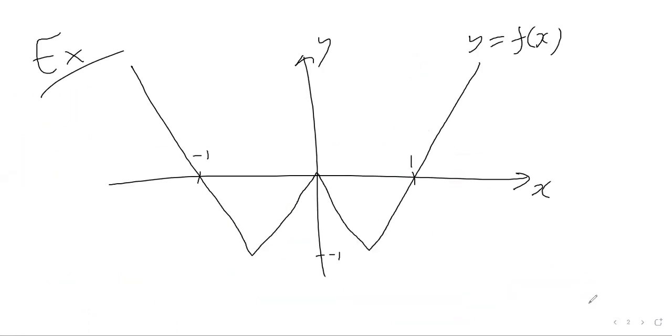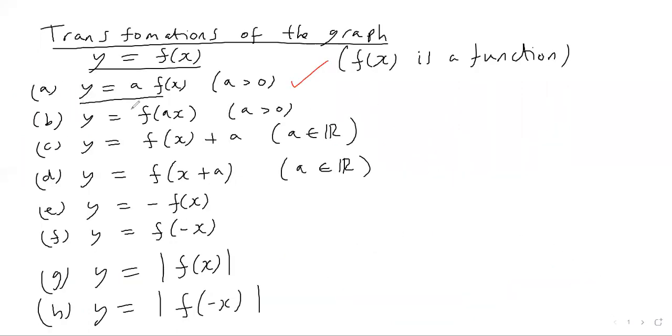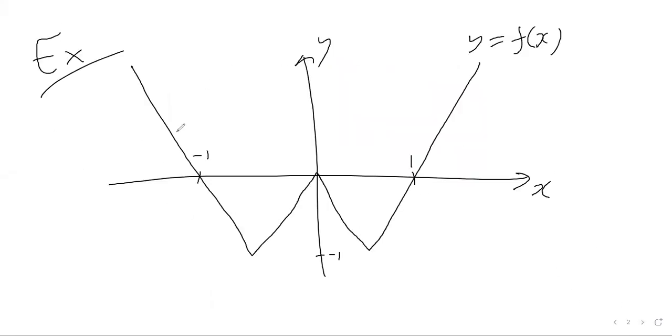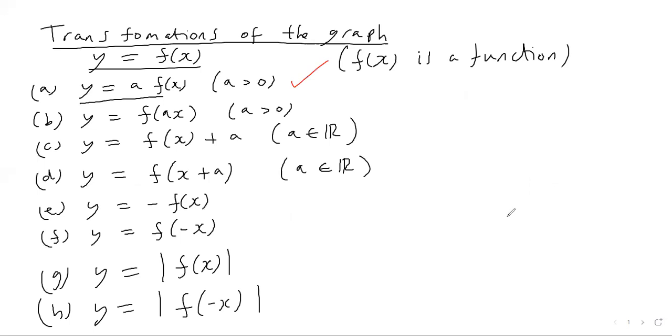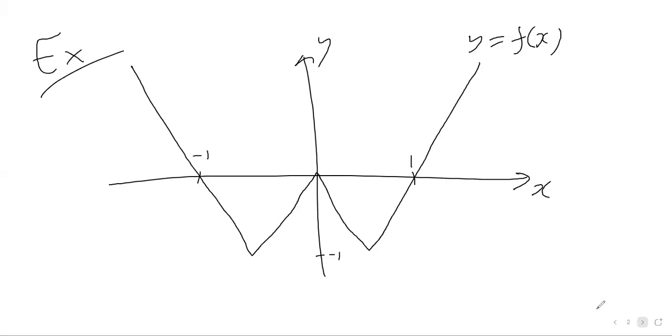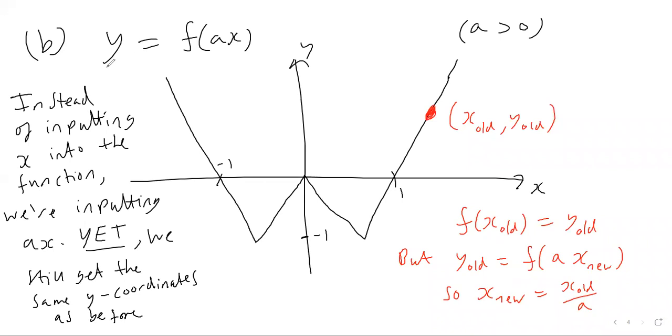So this time we're going to do the second transformation, y equals f of ax, where a is a bigger number than 0. Again, we've got a function like this, and we're now going to do this transformation y equals f of ax. We're substituting ax into our function. So what will the transformation look like for this one? Okay, so we've got y equals f of a times x.